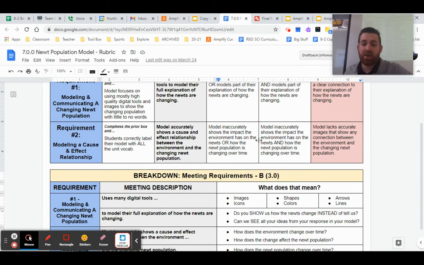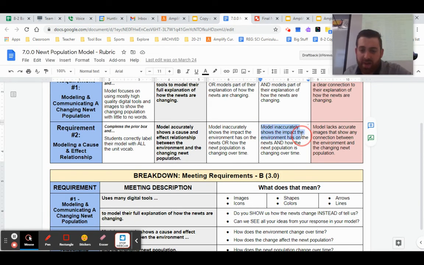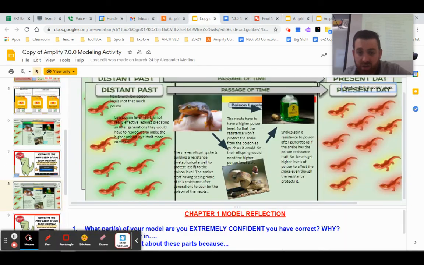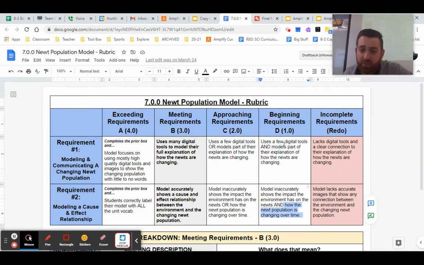So if I were to grade this, I would say the model inaccurately shows the impact that the environment has on the newts. Okay? Inaccurately shows the impact. And it inaccurately shows how the newt population changes over time. It doesn't explain how we went from all low to all high. It doesn't explain how we did this over a long period of time. The model doesn't show any of this. It just shows 3 pictures. So overall, the grade probably would be a beginning requirements.